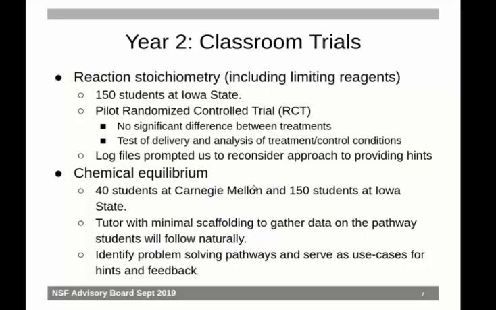For chemical equilibrium, CHEM 150 at Iowa, this was a little bit different. In the reaction stoichiometry one, we had hints and feedback in there. In chemical equilibrium, we only provided feedback on whether your answer was correct or incorrect, and there was very minimal hinting. And the idea there was we would gather data on what students do to solve the problem, without interfering by guiding them in certain directions. That was an attempt to gather enough data that as we create the hints and feedback, we can make sure we're supporting all the things students might really do.